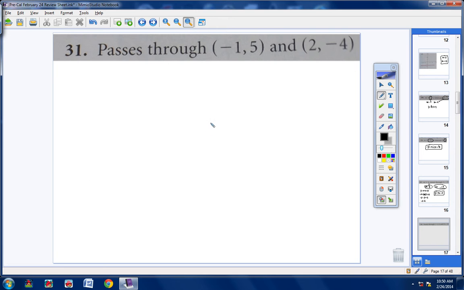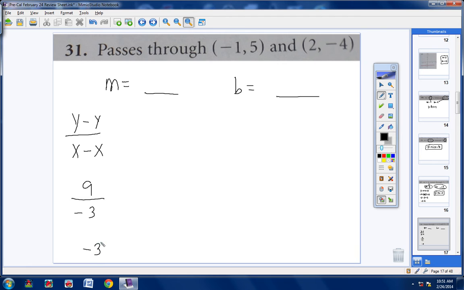Moving on to 31. Okay, now here they've not given us the slope or the y-intercept, either one, but we have formulas for both of these. For finding slope, it's y minus y over x minus x. So we're going to do that quickly. 5 minus a negative 4 is 9. Negative 1 minus 2 is negative 3. And if you reduce that, 9 divided by negative 3 is negative 3. If I went a little fast, just back up the video and watch it again. But that's how you find the slope.